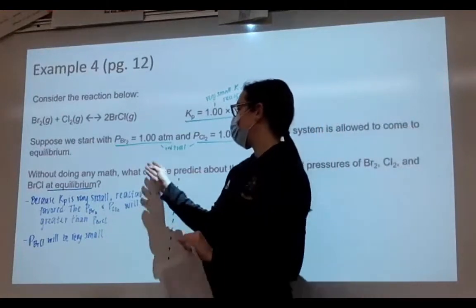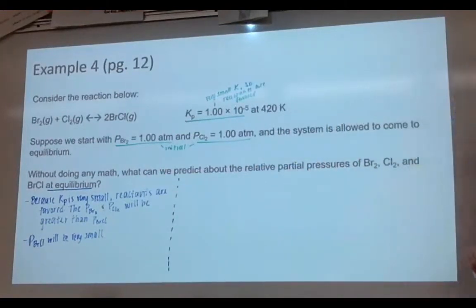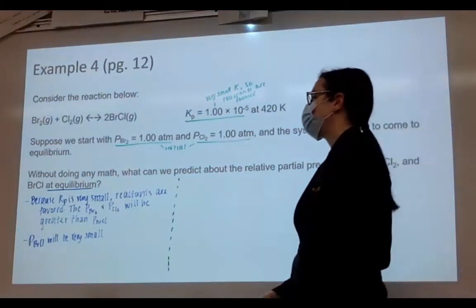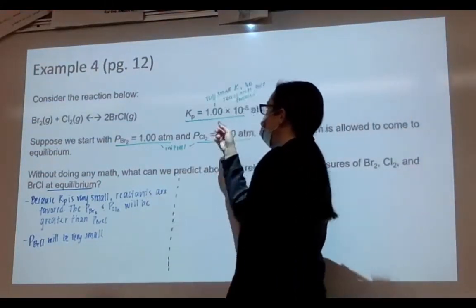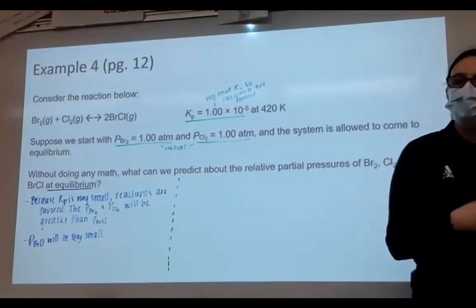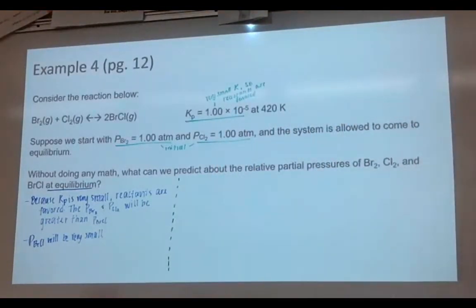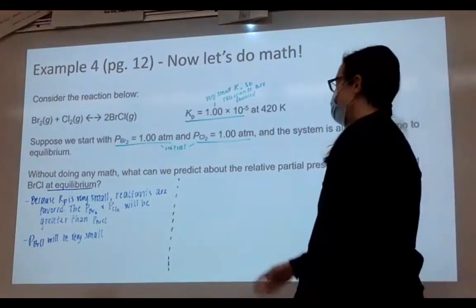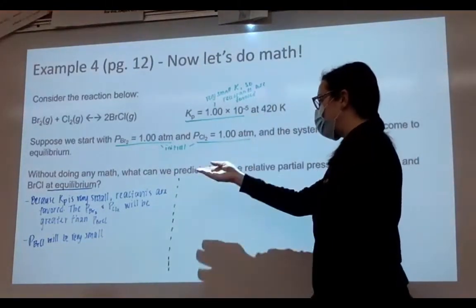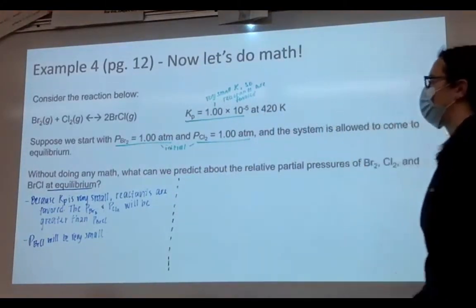So there's the without doing any math portion of the question. Just conceptual. If you are looking for information at equilibrium, look at your K. Your K tells you what is favored, what you have more of, what you have less of. So now let's do math. I know it says without doing any math, but now I'm skipping that part, and over here I'm going to do math.